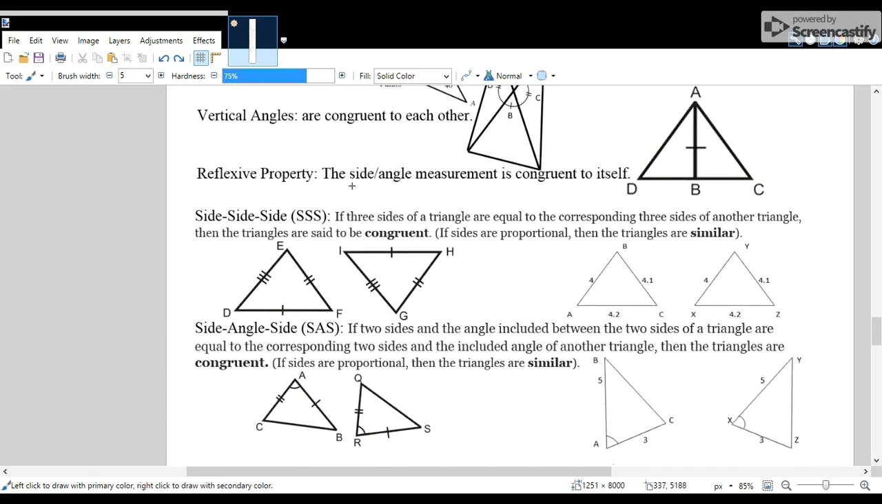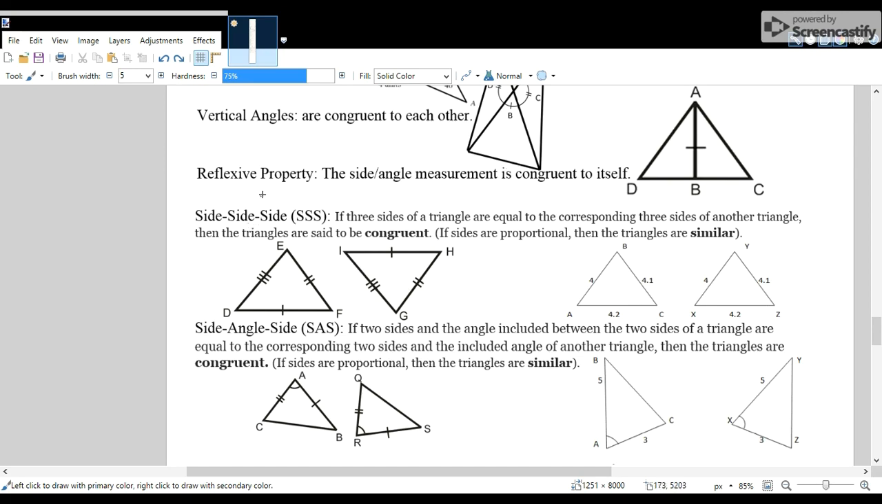Reflexive property is the side or angle measurement is congruent to itself. In this case, this side length AB is equal to itself. You can use that if you're trying to prove that both these triangles were congruent or similar. Of course, you would need more information than that, but that's somewhere you could start.